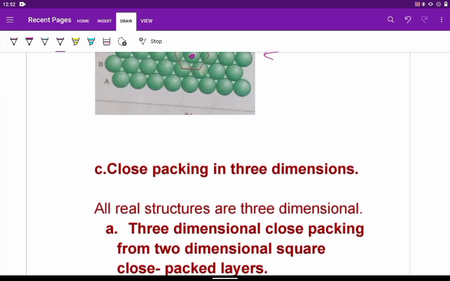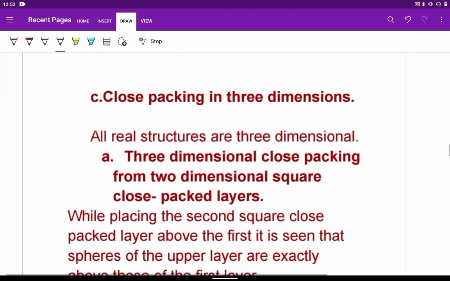Next, 3 dimensions. In 2 dimensions we have seen close packing; now we need close packing in 3 dimensions. Now we know that whatever real structures we see around us are 3 dimensional, so we have to arrive at a 3 dimensional structure. This 3 dimensional close packing can be done from 2 dimensional square close packed layers.